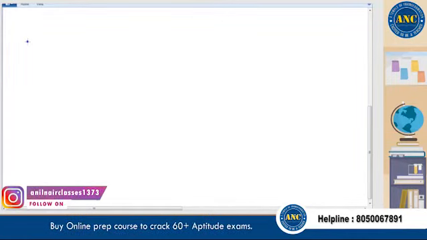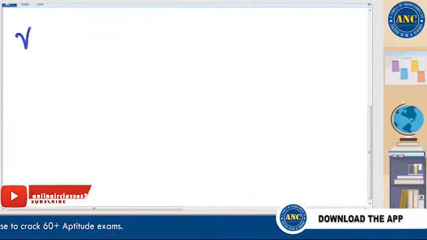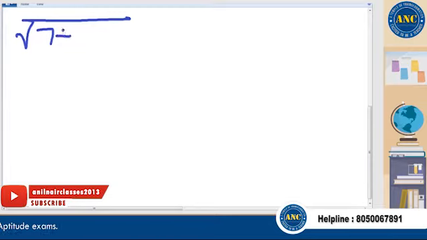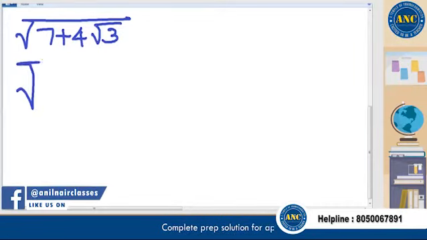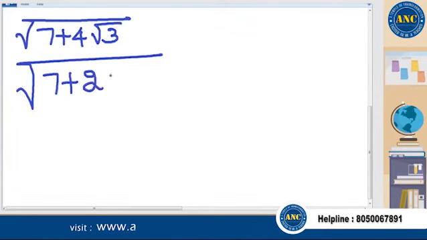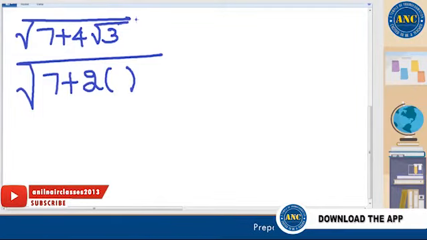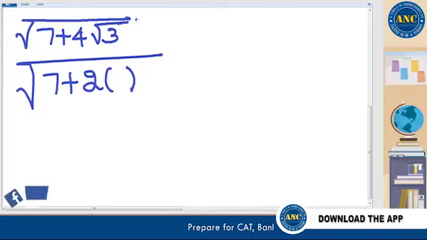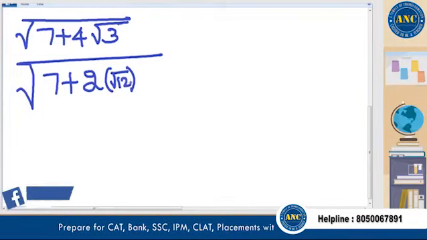Next question. Next one. Square root of 7 plus 4 root 3. Same logic, sir. This I can write it as 7 plus 4 is 2 into 2. This 2, whatever I am writing here, I will put it inside the square root, so that it becomes 4 inside the square root, because square root of 4 is 2. So it becomes root 12 here, right? It becomes root 12 here.